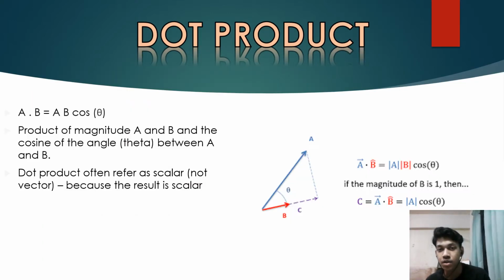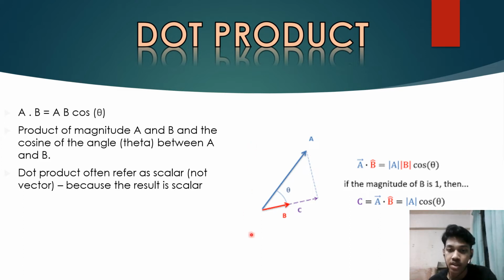Next, we are going to talk about the dot product. The dot product is taken between two vectors, vector A and vector B. It is the product of the magnitudes of A and B and the cosine of the angle theta between A and B. The dot product is often referred to as a scalar. It is not a vector because the result is a scalar.